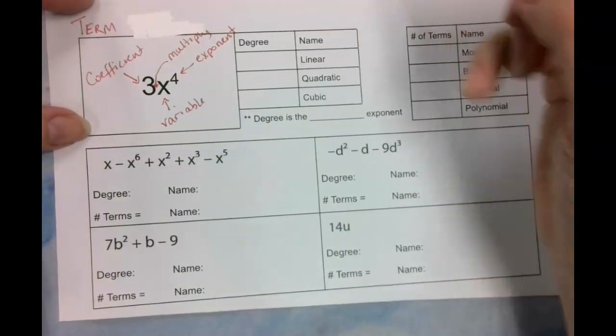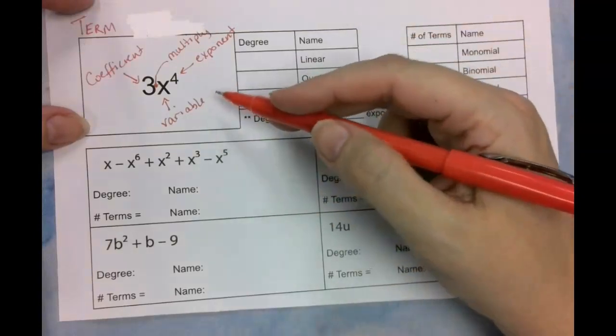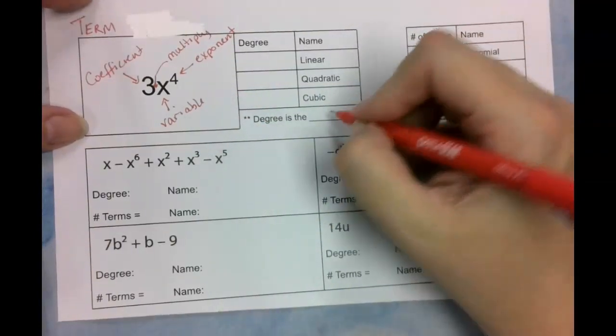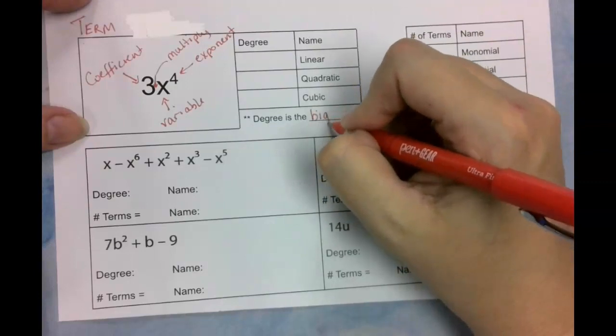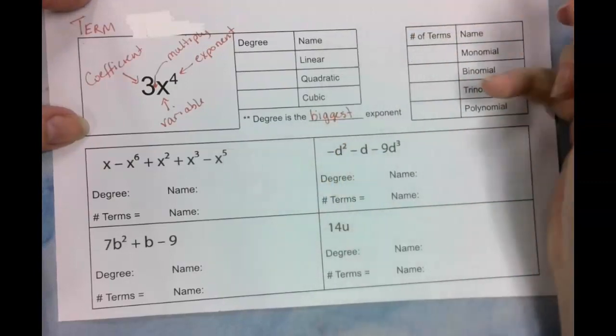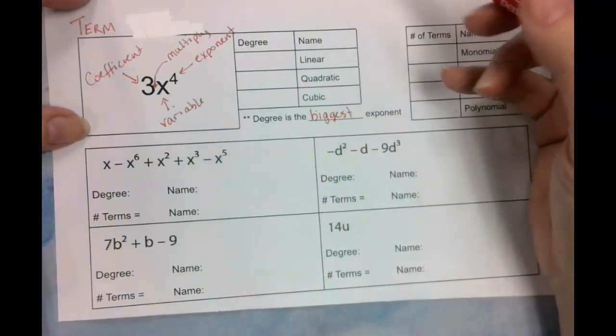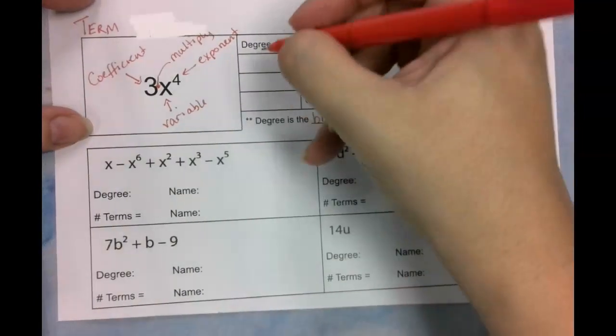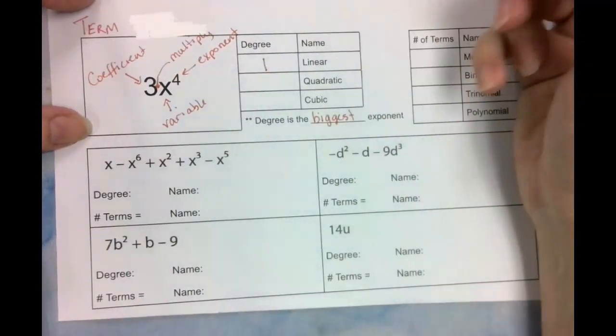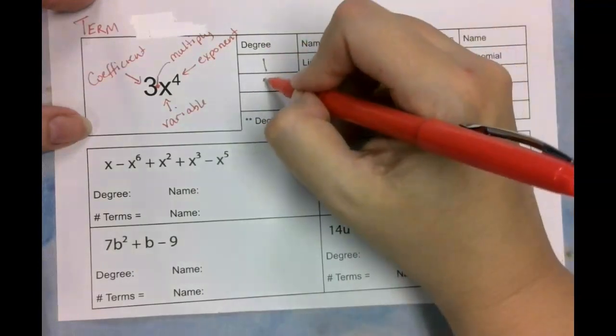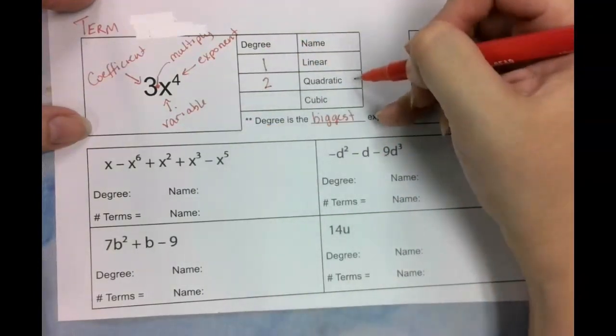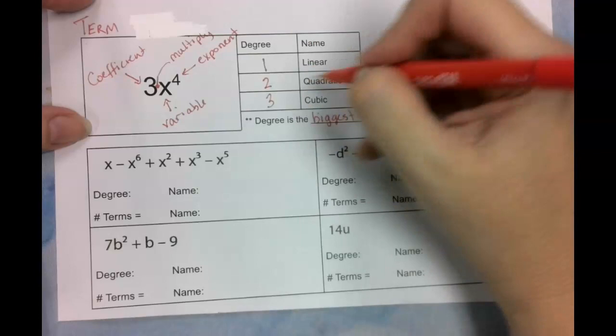The degree of the term, or the polynomial, is always the biggest exponent. If the degree is 1, we call that a linear. If the degree is 2, we call that a quadratic. If the degree is 3, we call that a cubic.